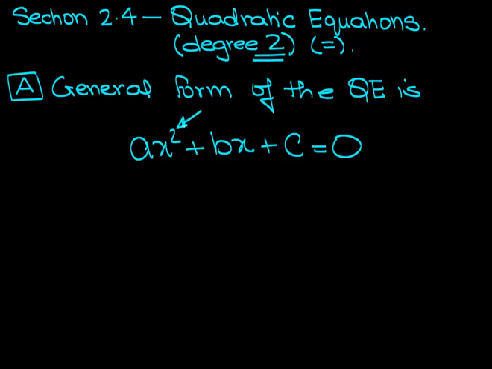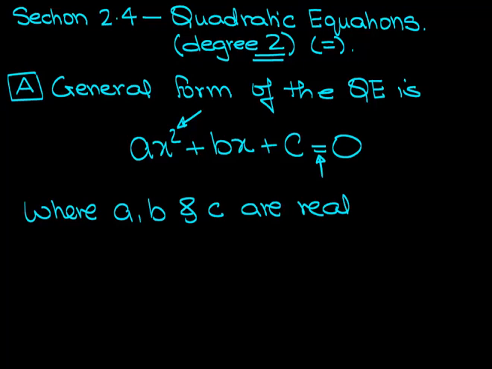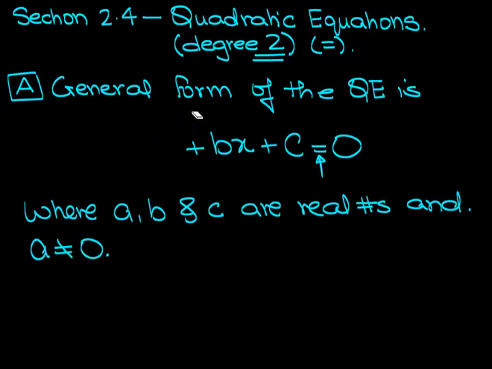It's degree 2 and it's an equation, where a, b, and c are just some real numbers, and a is not equal to 0. And that's important because if a is 0, then this term is no longer present and the equation becomes linear. So it's important that we know that a is not 0. That's what makes it quadratic, that term. So that's what a typical quadratic equation looks like.